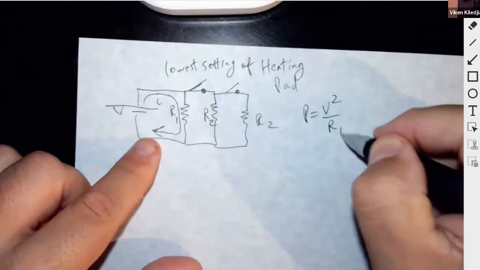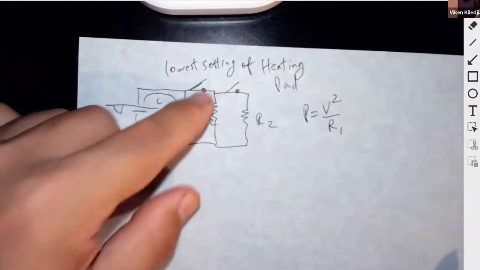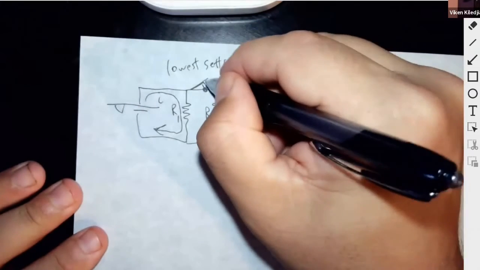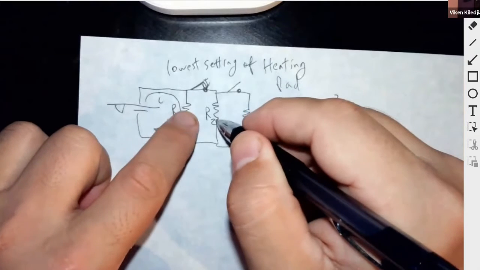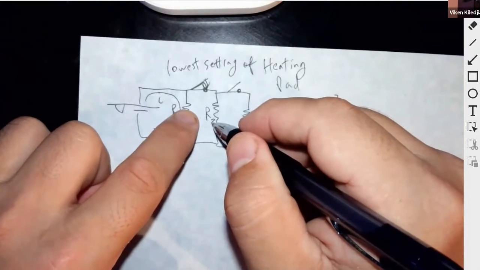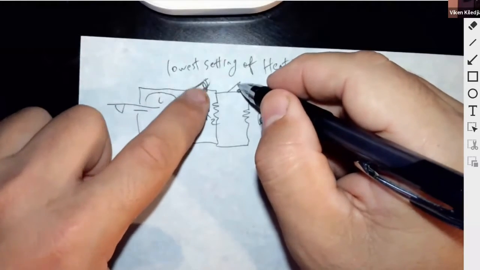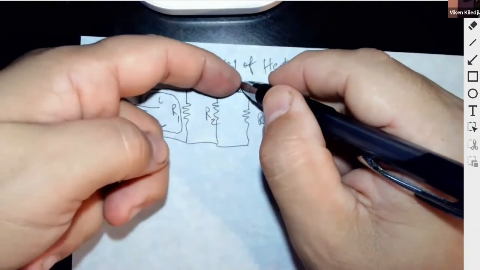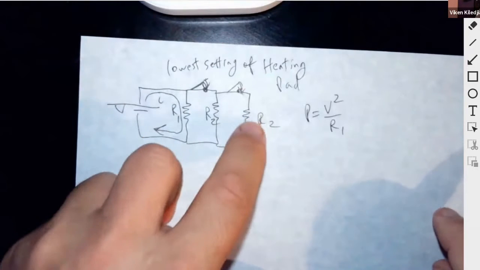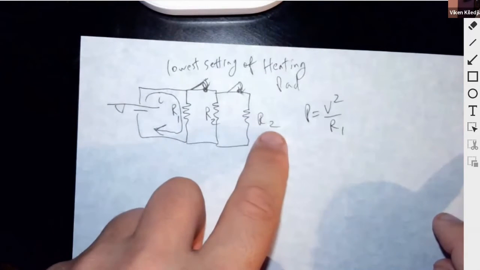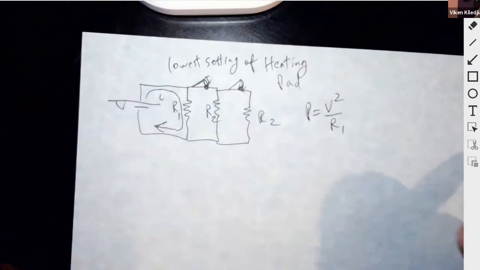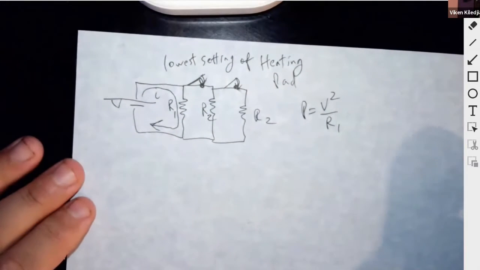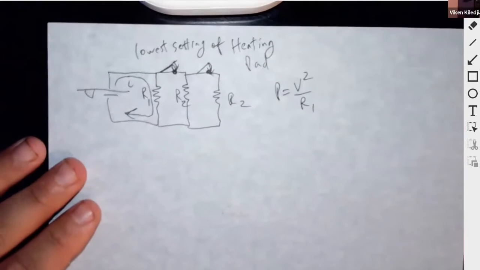voltage squared over R1. Okay, so then when I go to the middle setting, you are engaging the second wire in parallel, you see? And then when I'm going to the highest setting, you're closing that, and then you're closing this too. You're engaging the third wire. So each time you're doing it, you're engaging more wires in parallel. Then what's that doing? It's decreasing the resistance of the circuit.